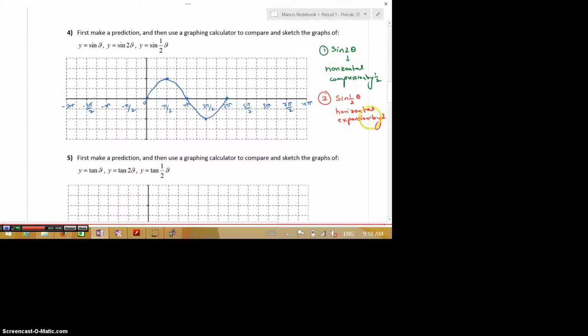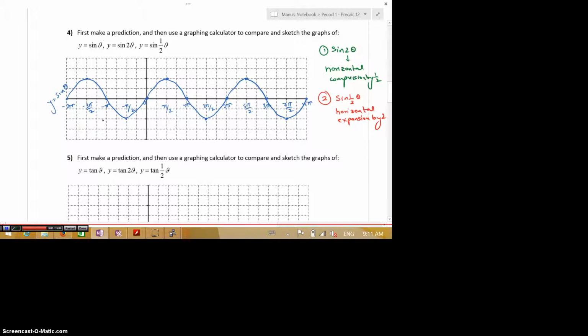Similarly, starts at 0, goes to maximum, goes back to 0, goes to minimum, goes back to 0 again. It's going to keep on going in this pattern. Okay, similarly, negative 2 pi, 0, maximum, 0, minimum, 0. That's the original function y equals sine theta.